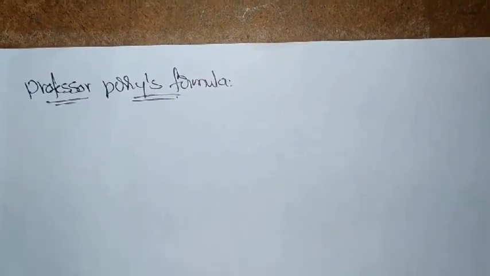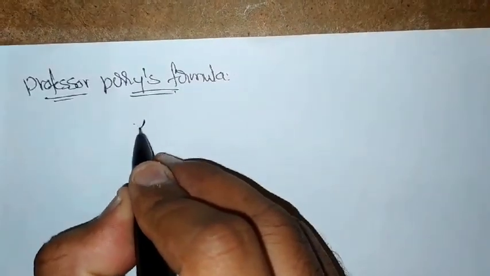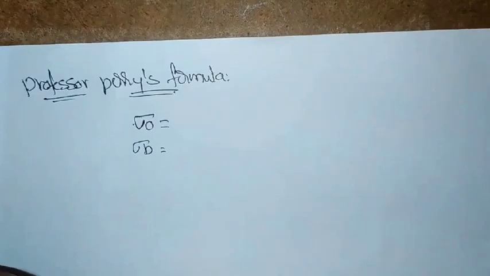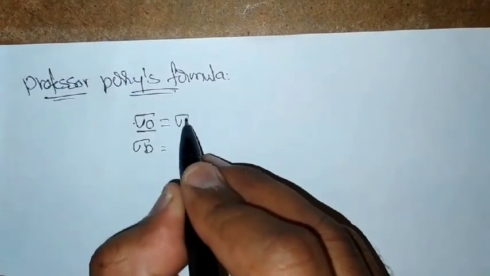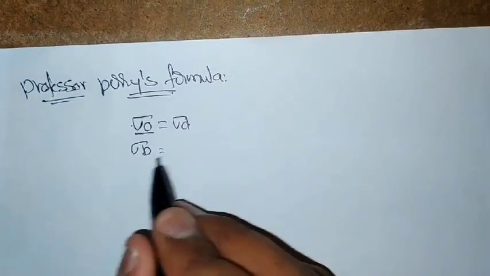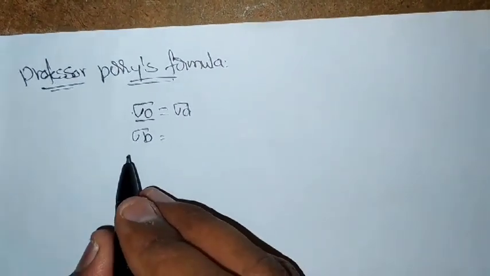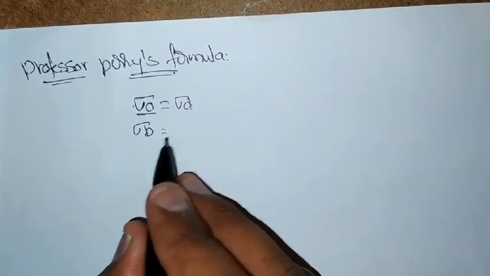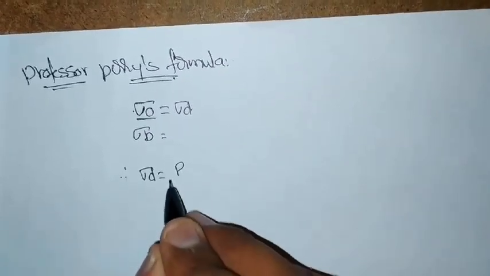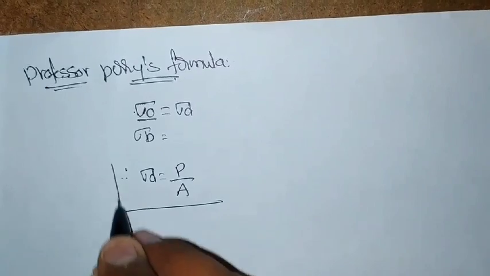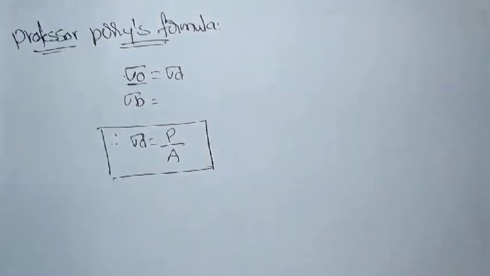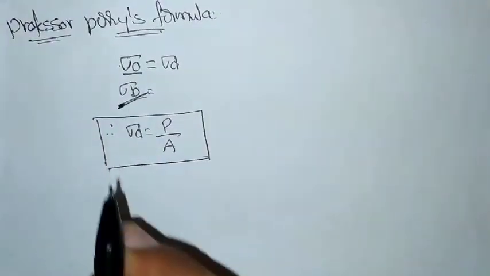So here, direct stresses are denoted with sigma naught, and bending stresses are denoted with sigma b. In Professor Perry's formula the direct stress is denoted by sigma d, and sigma b is as usual. First we will find sigma d, nothing but the direct stress. Sigma d is equal to load by area, P by A. Now we have to find the value of sigma b.